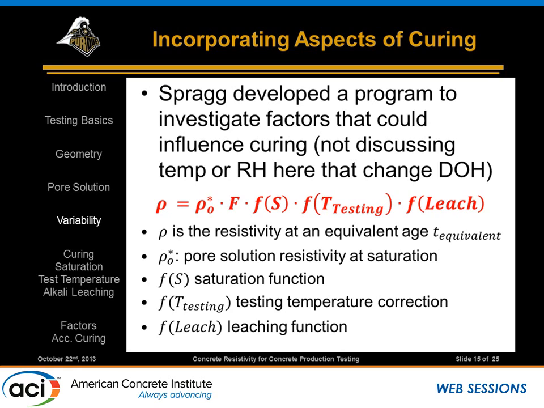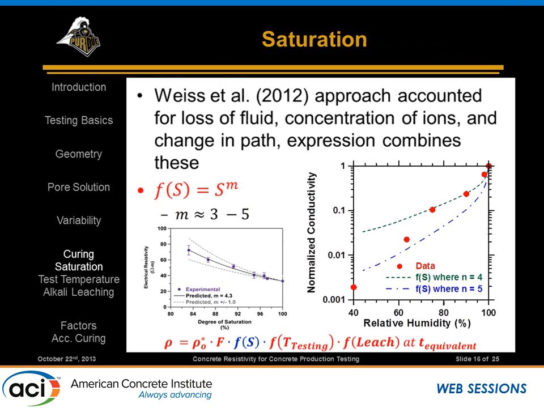The one thing I will mention is we've also looked at equivalent ages, and we've looked at accelerated aging. I'm not going to talk about any of that today. I'm just going to talk about the role of saturation, temperature at testing, and leaching as we start to go through this process. Right, so as was mentioned a little bit earlier, saturation is a very big important component of this, and the saturation level does really two things. It decreases the volume of the conductive fluid, it makes that fluid more concentrated, and it also changes the connectivity of that fluid dramatically.